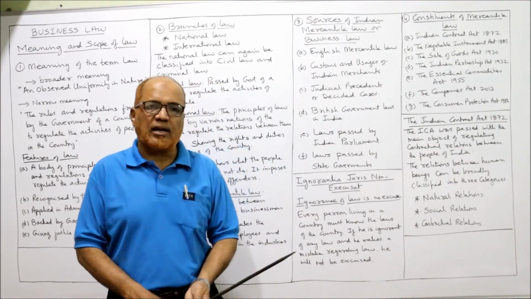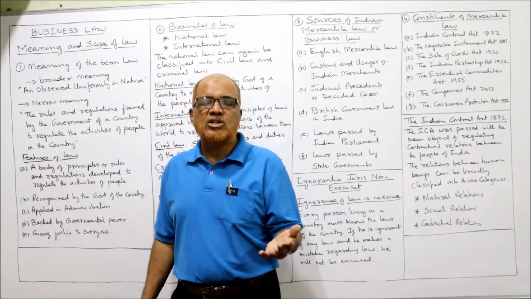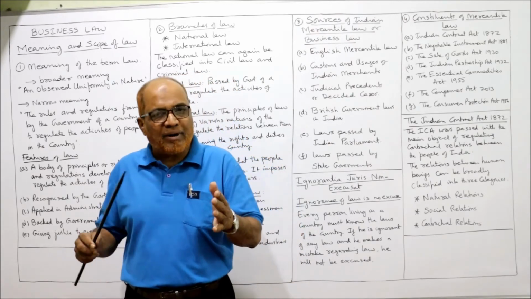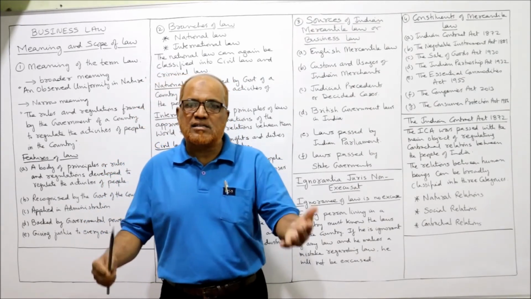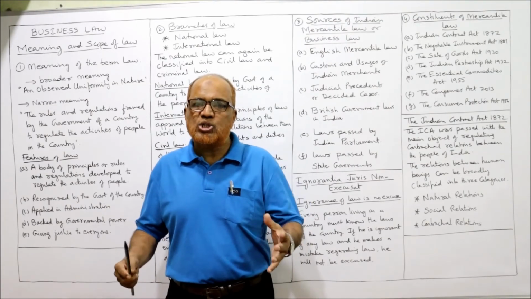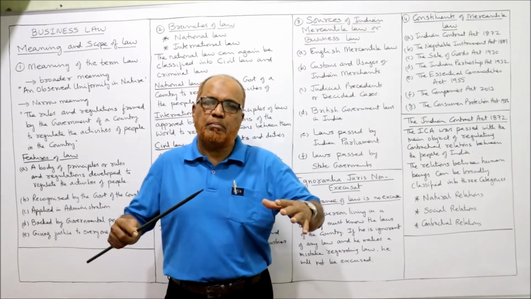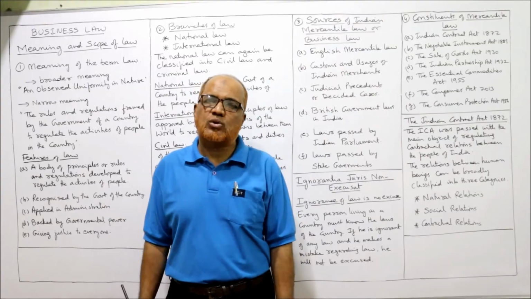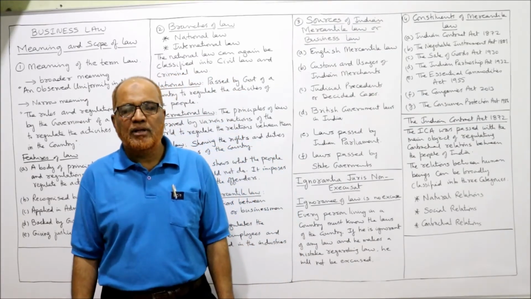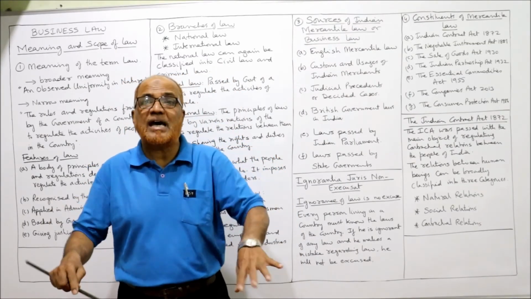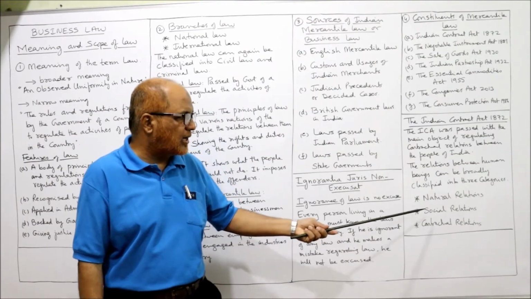The second one is social relations. Social relations are created among neighbors, friends, etc. The relationship of neighbors, the relationship made by friendship, that is called social relationship. The relationship which is created by the society is called social relations.